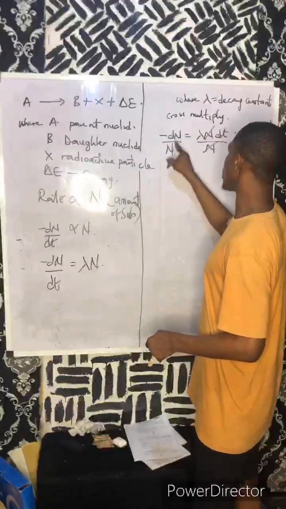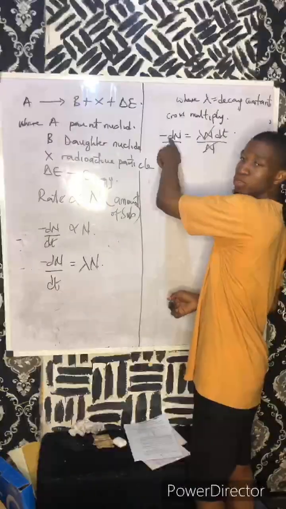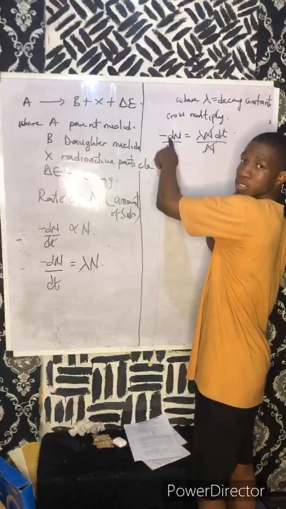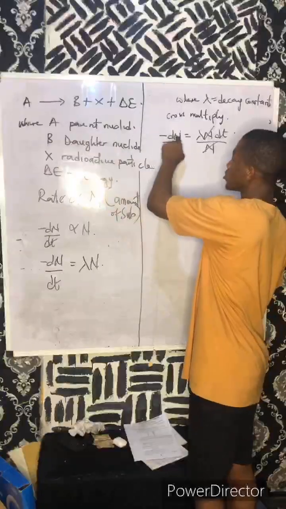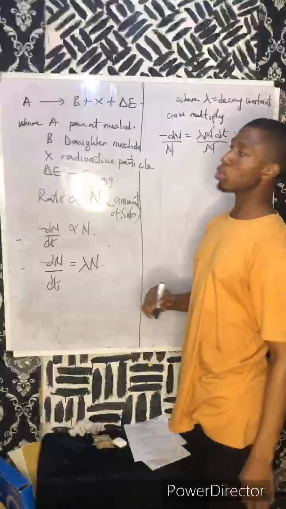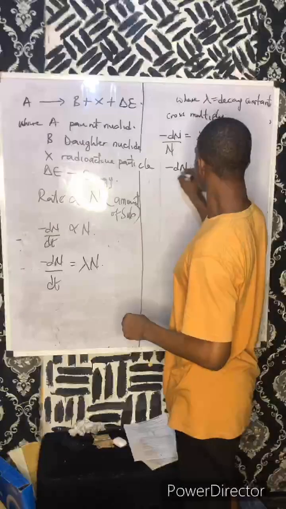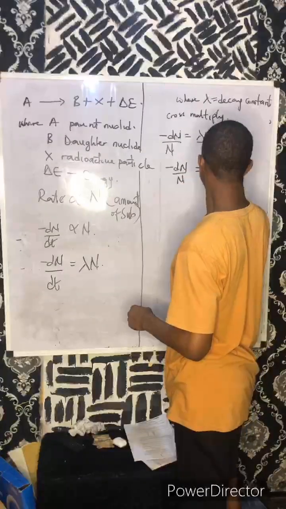N will cancel N on the right. You are left with dN over N. This one cannot cancel, because dN is the change in the amount of the radioactive substance, while N is the amount of substance itself. So you cannot cancel each other. So what you have is minus dN over N equals lambda dt.